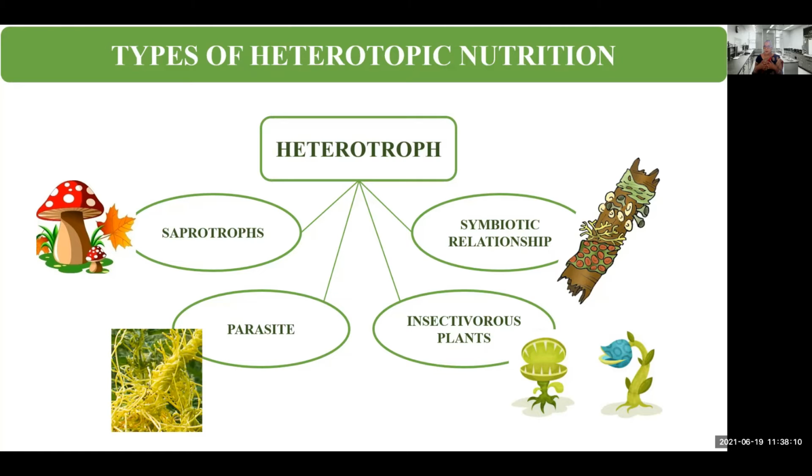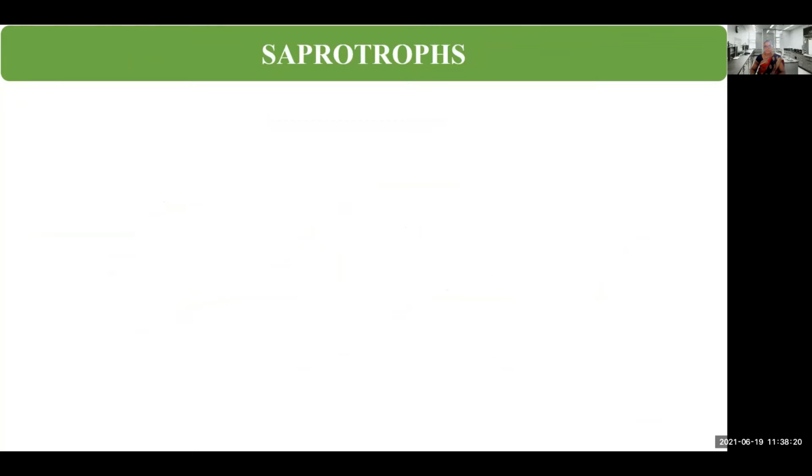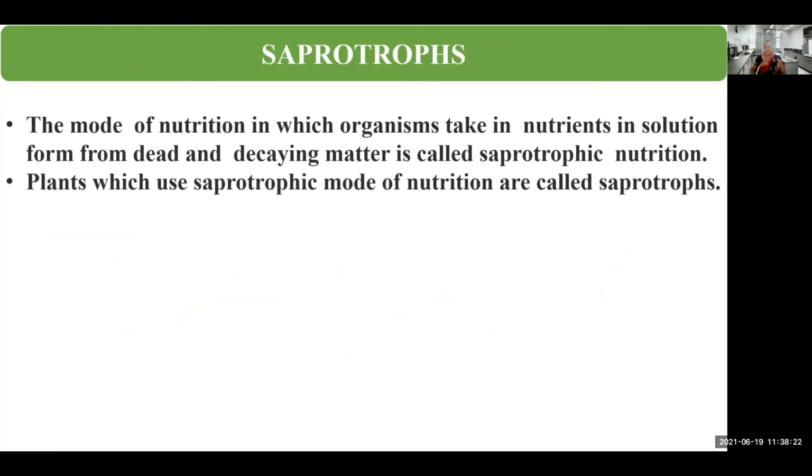So no harmful effect on each other. So that type of relationship is called a symbiotic relationship, or we can call them symbionts. Okay, the next slide. Coming to saprotrophs.